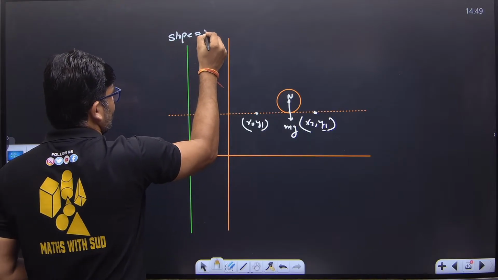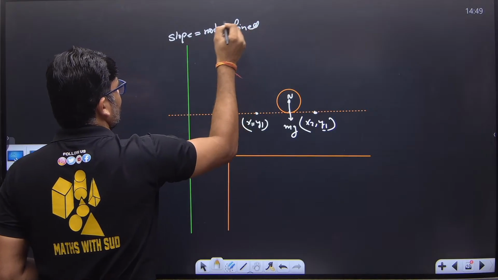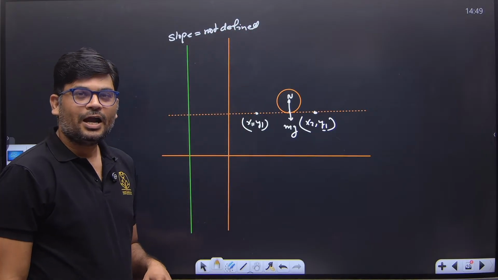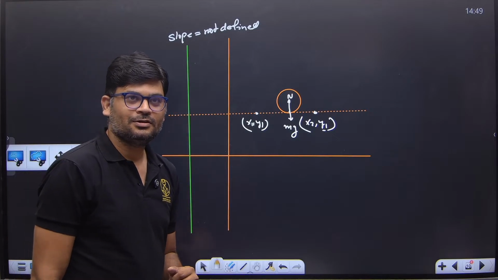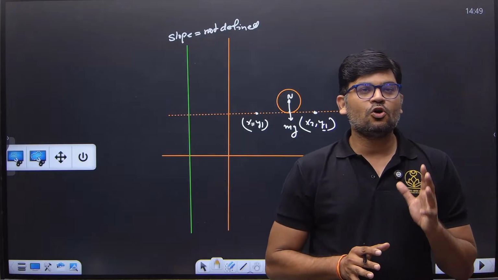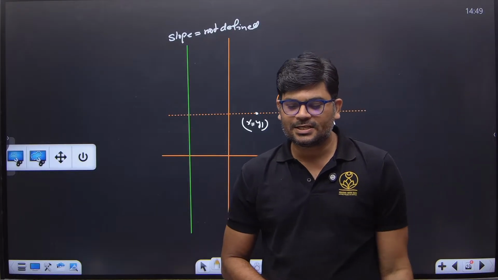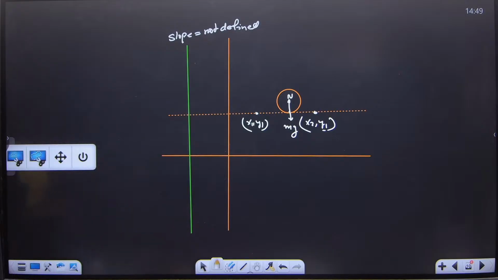Okay. Because it's divided by 0. At the same point, how many y are there? You can't divide it by 0. So it is not defined. The slope of a line parallel to y-axis is not defined. Understood? The slope of a line parallel to y-axis is not defined.